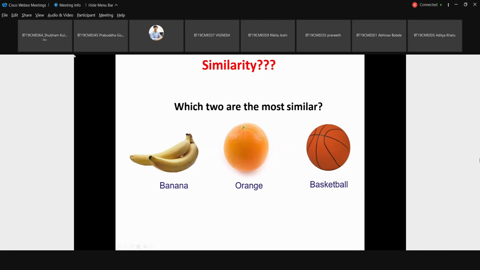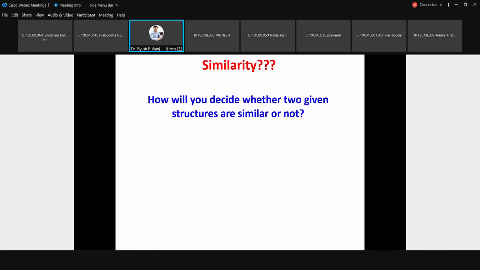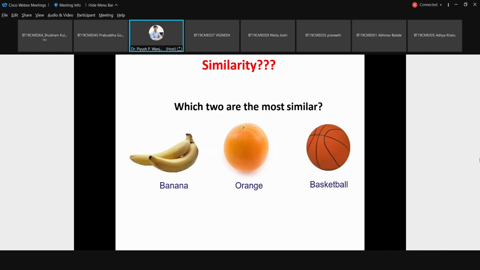Okay, so now we can go back again to the previous question. How will you decide whether two given structures are similar or not? Again, it will come down to the level of criteria. What criteria do you want to put? Accordingly, the computer will tell you.